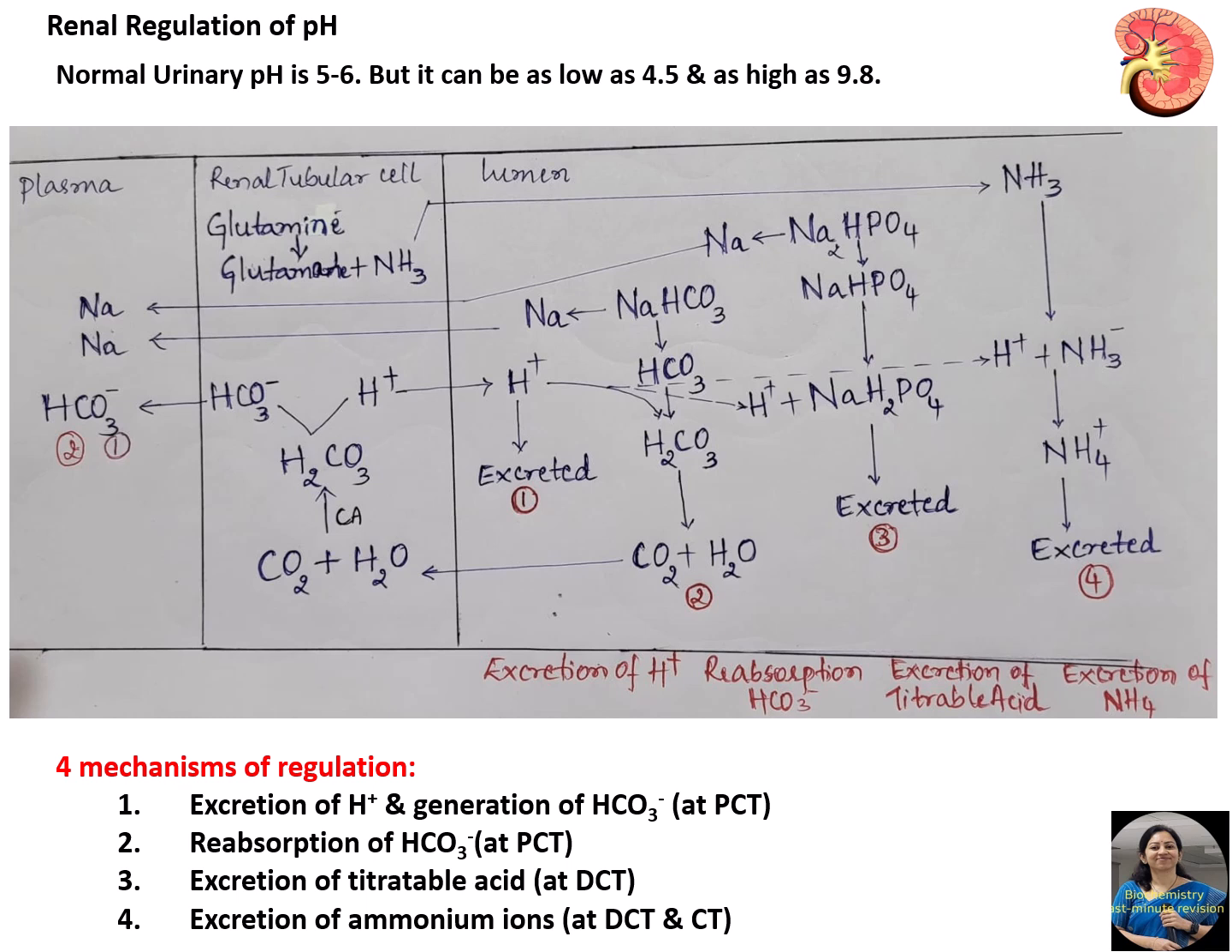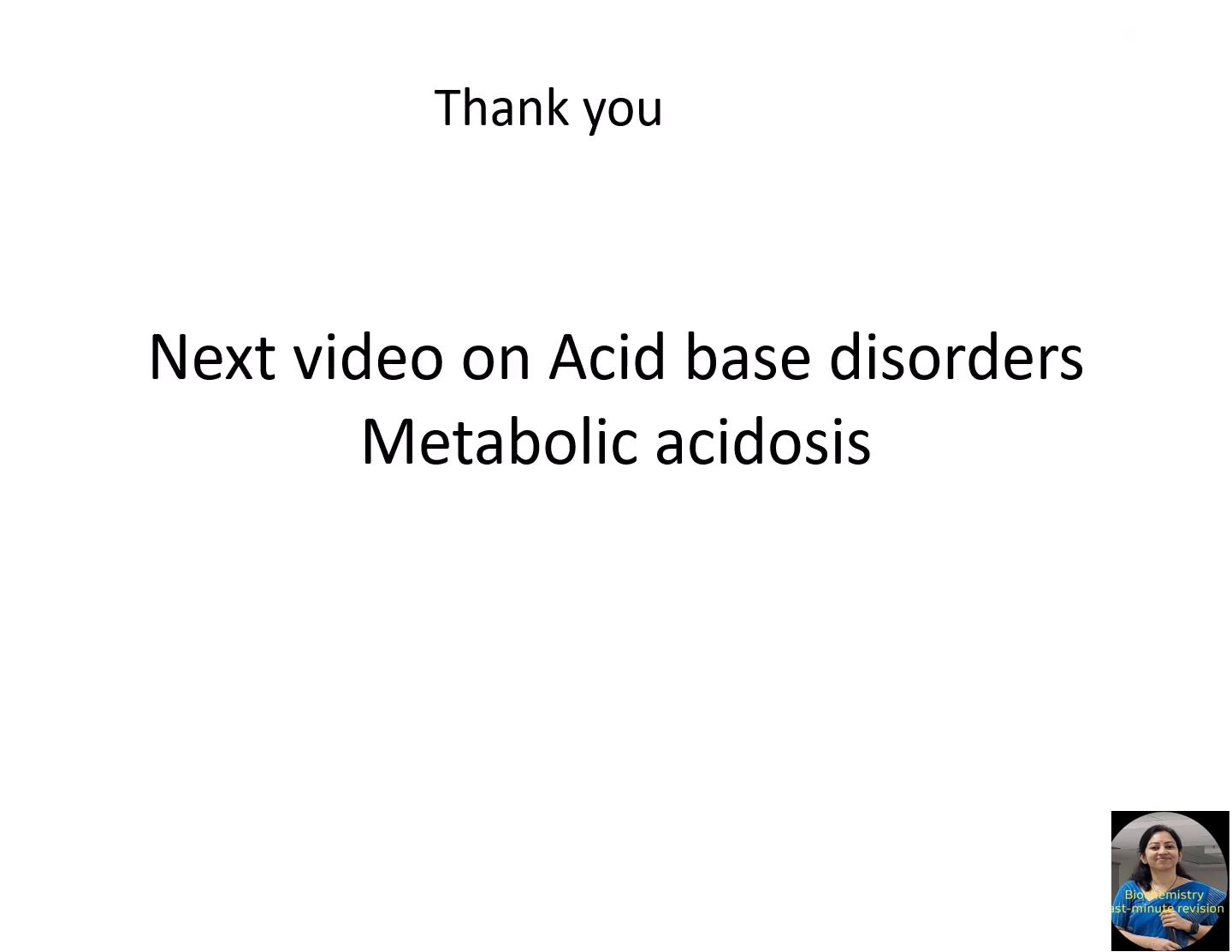So these are the four different mechanisms by which our kidneys regulate the pH, and these include excretion of hydrogen ion, excretion of titratable acid, excretion of ammonium ion, and reabsorption or reclamation of bicarbonate. So this was all about respiratory and renal regulation.